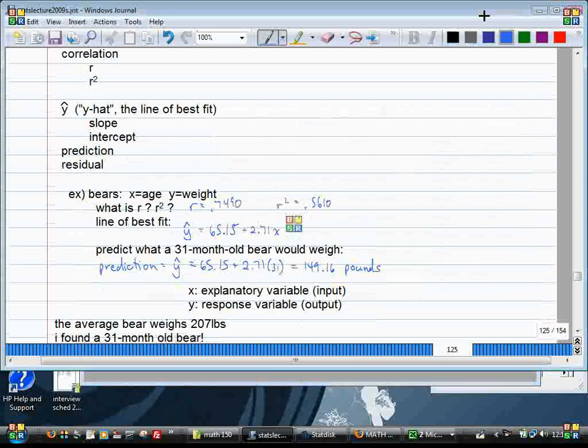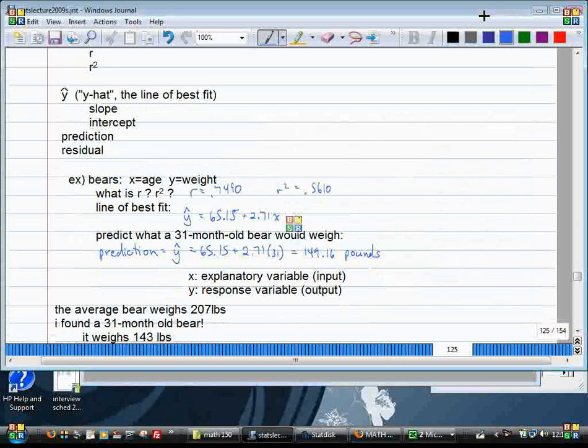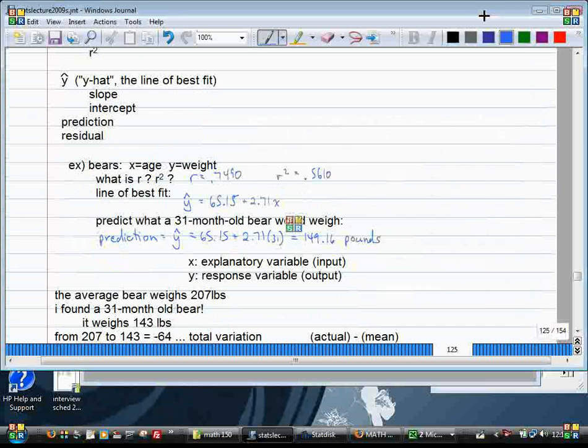I'm Jungle Jim. I'm an explorer, and I actually go into the woods and I find a 31-month-old bear. Turns out that bear weighs 143 pounds. So how good was my prediction? It was good, but was it perfect? No. So now we're going to come up with a mathematical way to say how good it was. The average bear weighs 207, and the bear that I found is 143. That difference is negative 64. That's called the total variation.